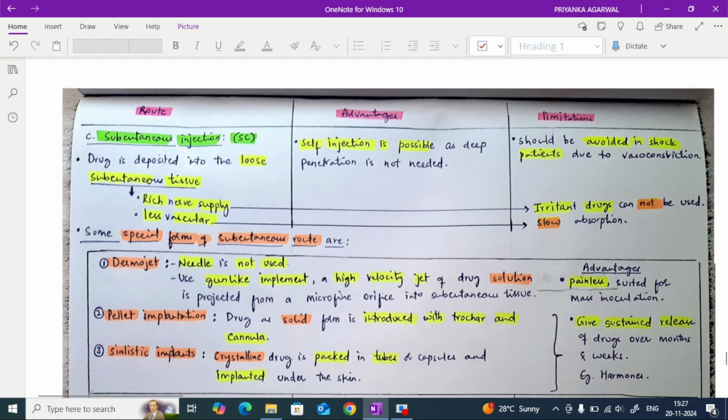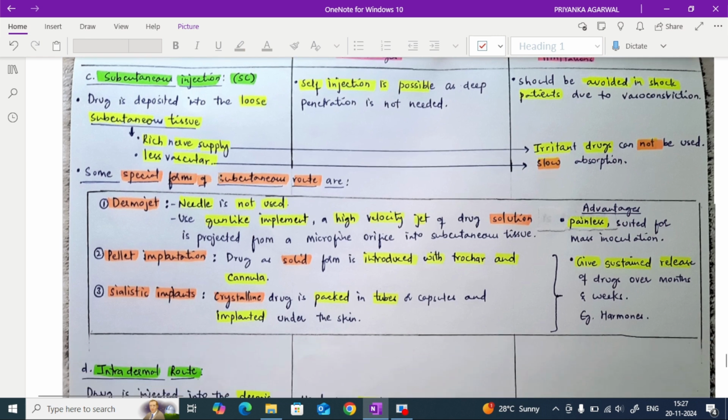Now, a limitation of this route is that it should be avoided in shock patients due to vasoconstriction. In these patients there is vasoconstriction and the tissue is already less vascular, so there will be more delayed absorption. So this is about subcutaneous injection.